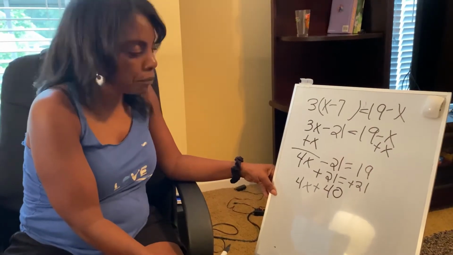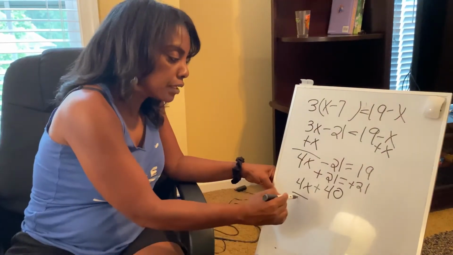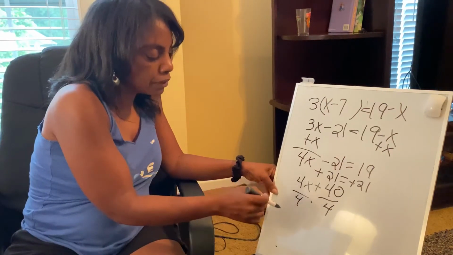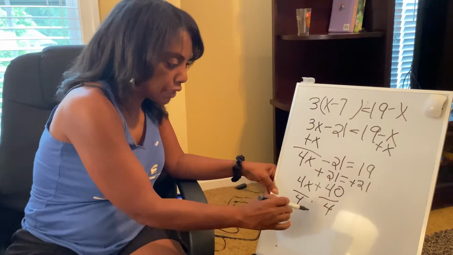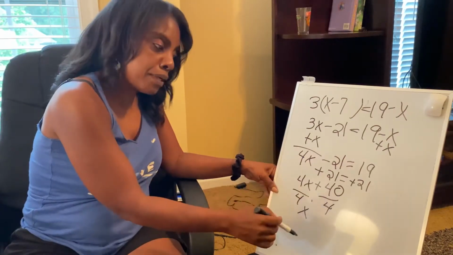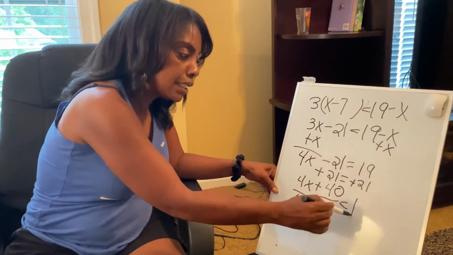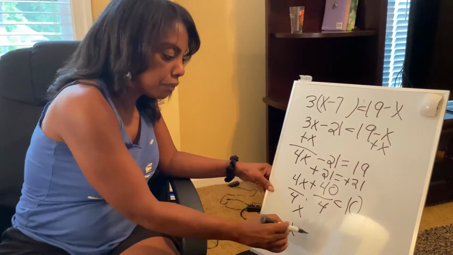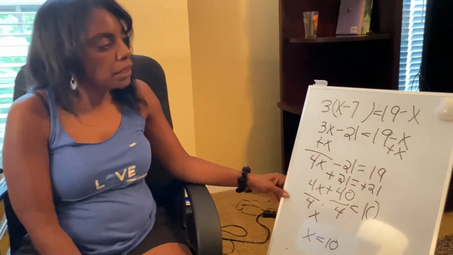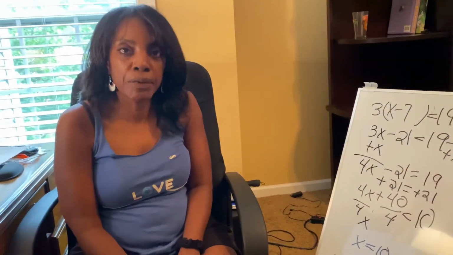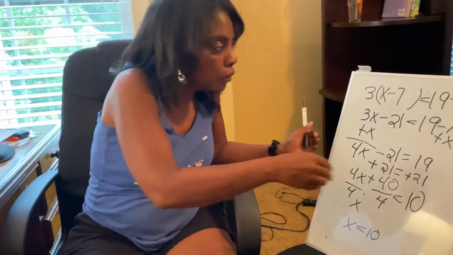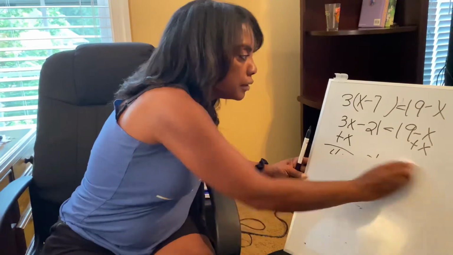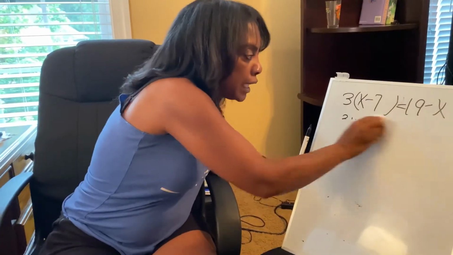The next step will be dividing 4 into both sides. 4x divided by 4 is just x. 40 divided by 4 is 10. And so x equals 10. Now, to find out if 10 is the correct answer, we will be substituting 10. We'll be substituting x for 10.